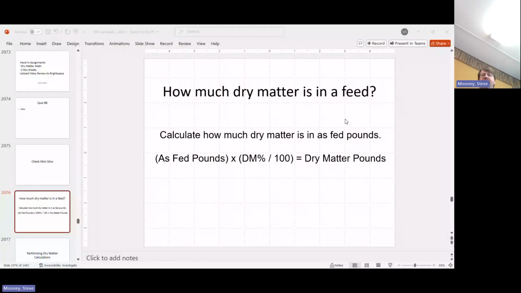Okay, what I wanted to teach you guys about today is breaking up dry matter into different fractions. And we'll do that as we start to balance rations. But these formulas are all going to be derivative of what we have here. So how much dry matter is in the feed? We took our as-fed pounds, we multiplied by a dry matter percent over 100, and that gave us our dry matter pounds. Everybody remembers that, right? From 2 weeks ago.